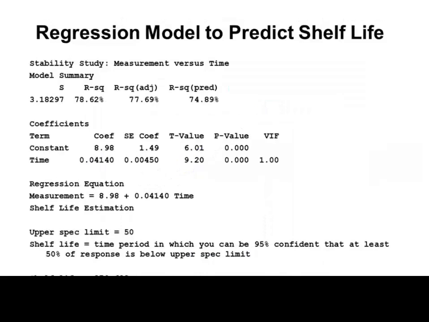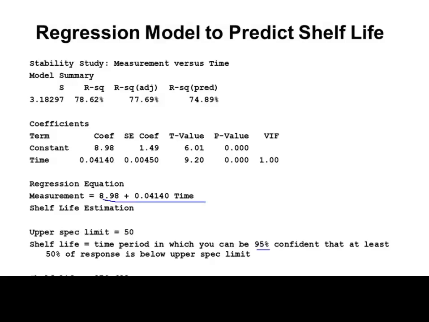So this is the model. These are the coefficients of our model, the intercept and the slope. Here's the equation, and then here's the spec limit. It says the shelf life equals the time period in which you can be 95% confident, because I specified 95%, that at least 50% of the response is below the upper spec, meaning that it meets requirements. So we're 95% confident that half are going to meet spec and half are not. I like the confidence level. I don't like the fact that we're allowing 50% to not meet spec.